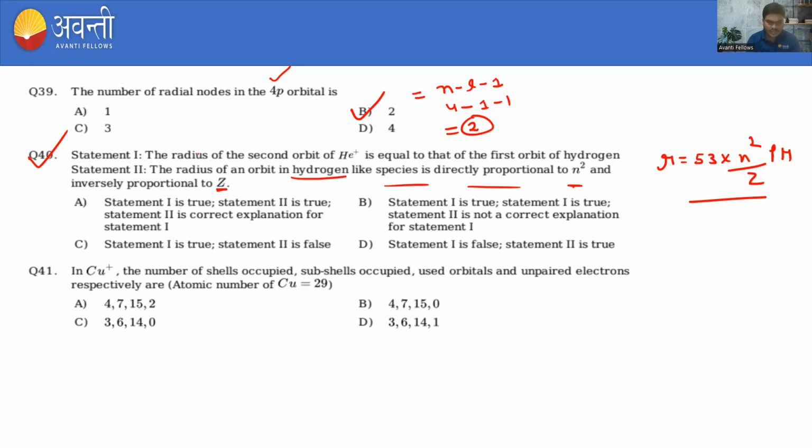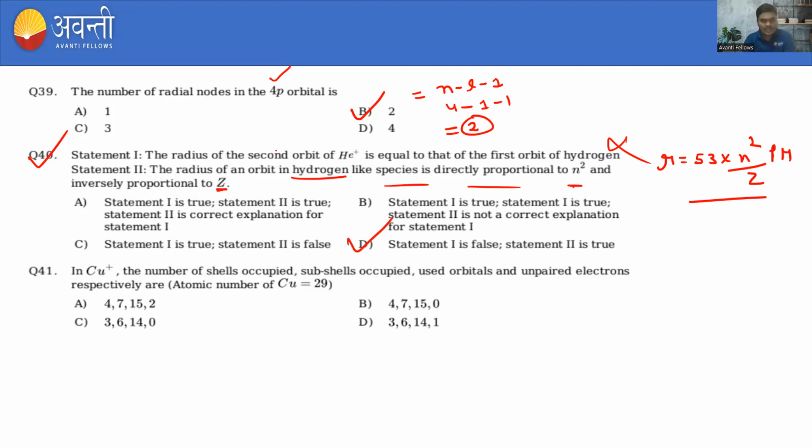But what about statement 1? The radius of the second orbit of helium is equal to that of the first orbit of hydrogen. This won't be possible, right? That's why we can say that option D is absolutely correct.